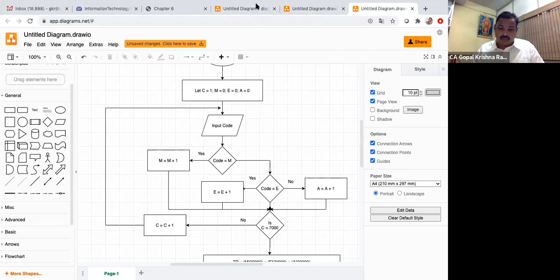Prepare well the 6 chapters. I think we have covered more than 50%. 142 pages we have covered out of 290 pages, so almost 50% is covered. The balance 50%, next week I'm completing it.